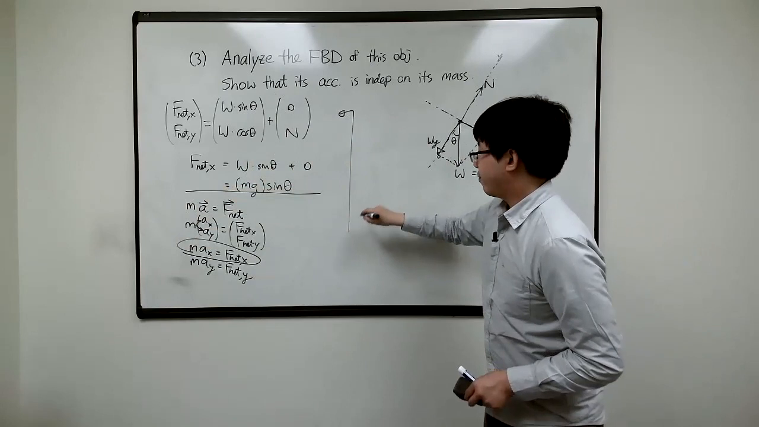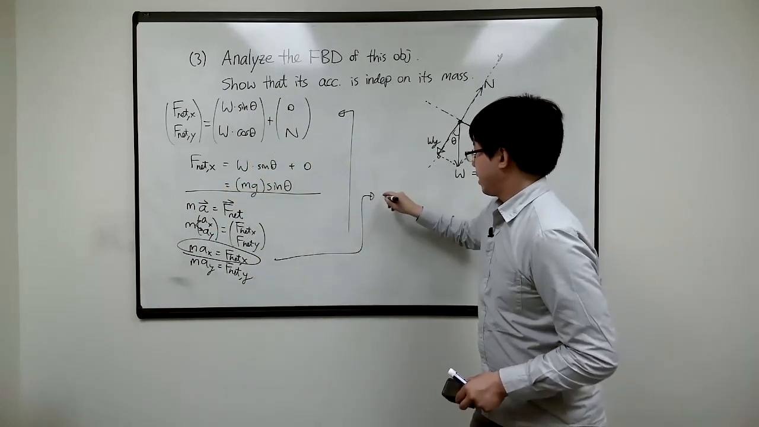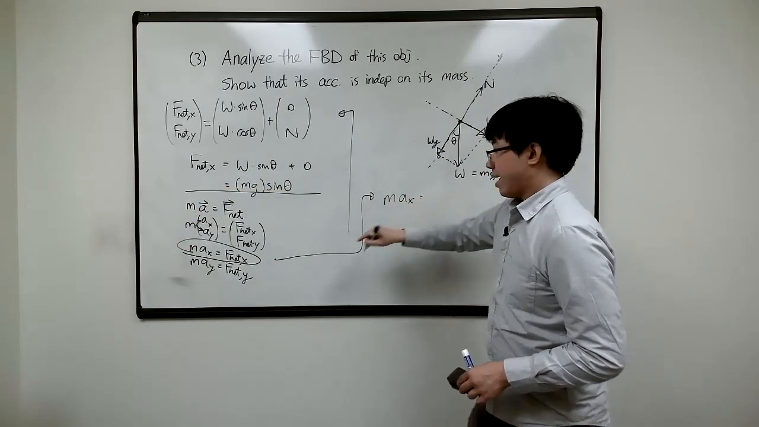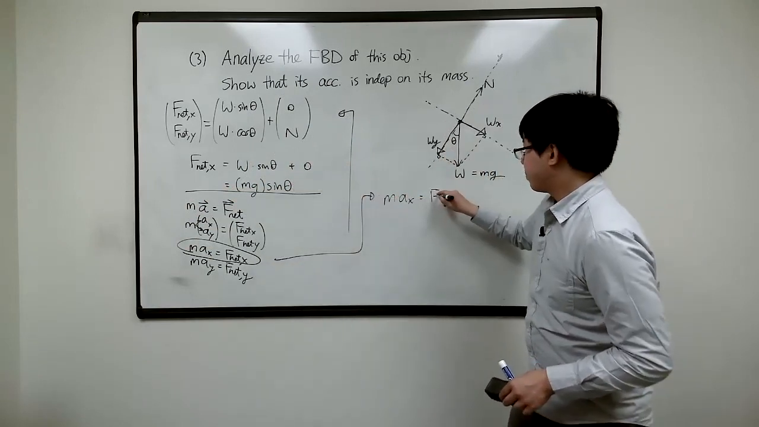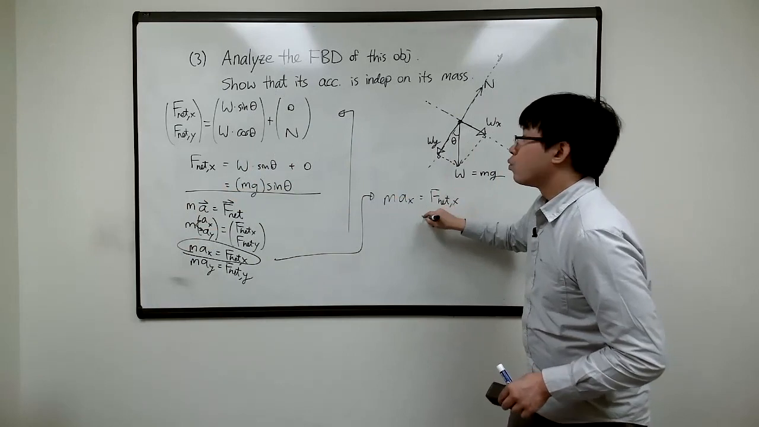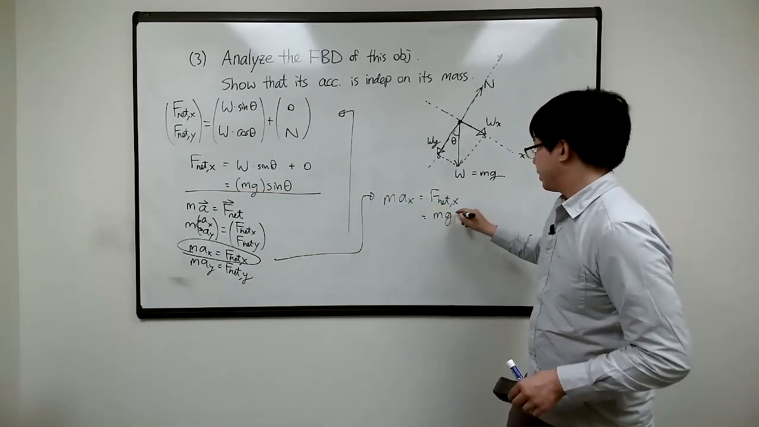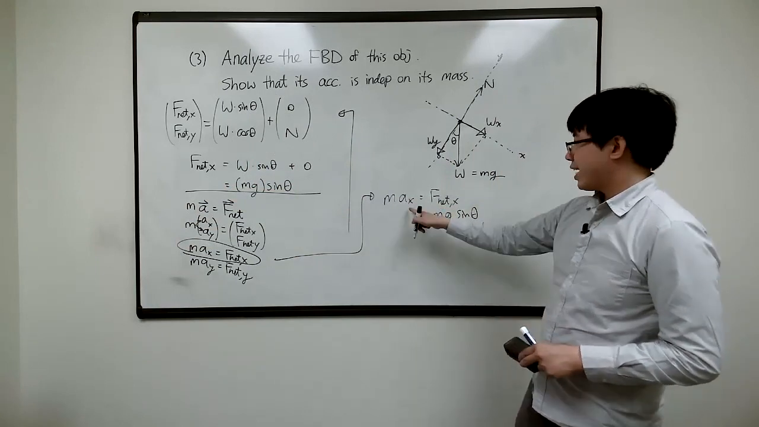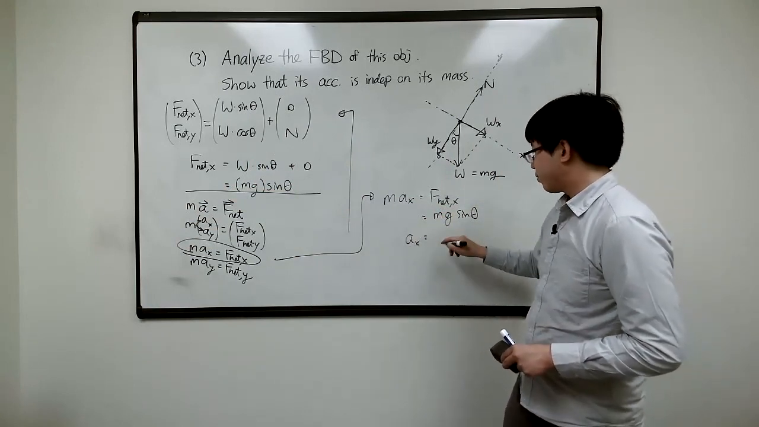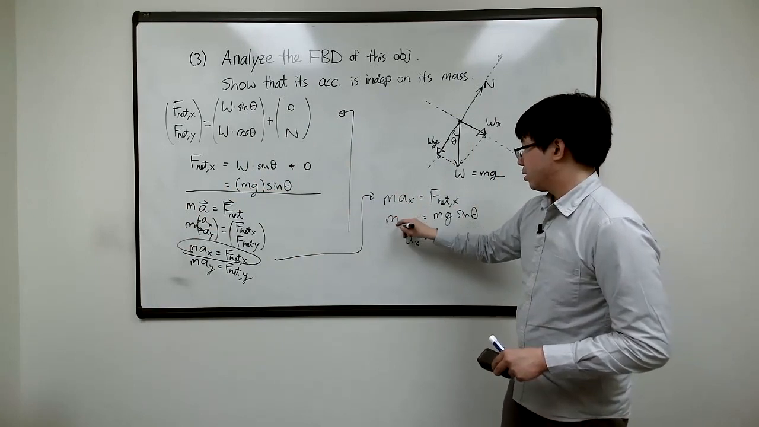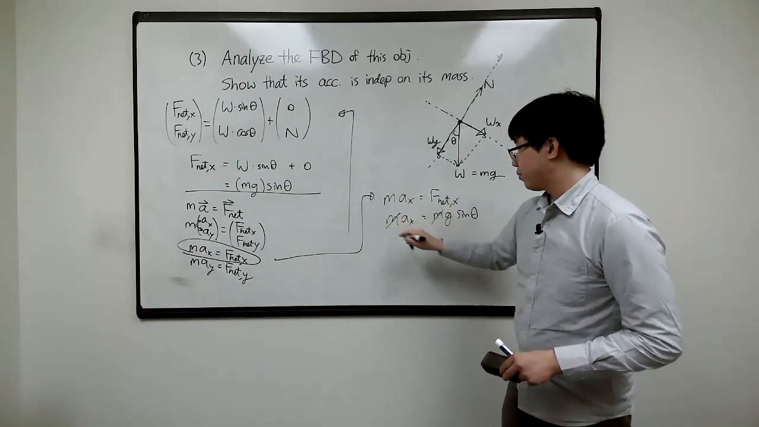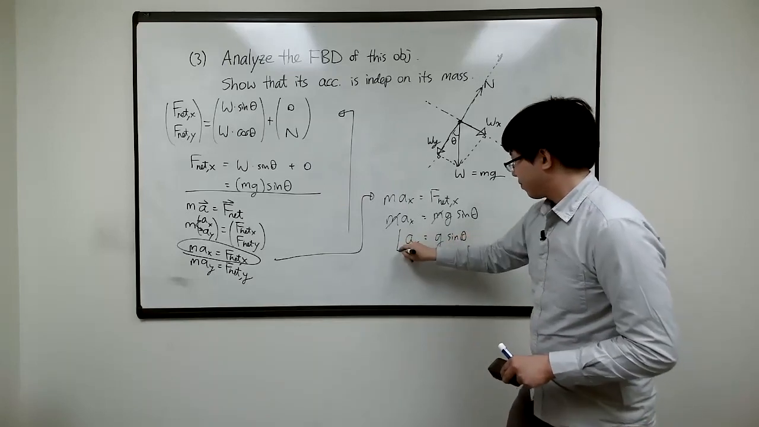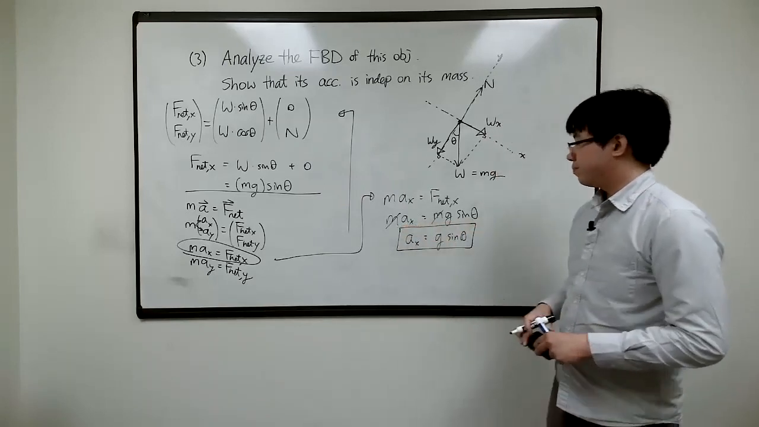And we have here max is equal to F net x, which is equal to mg sine theta. What are we trying to solve again? We're trying to solve for ax. So ax is equal to, we can cancel the m's over here, g sine theta. And that's our ultimate conclusion.